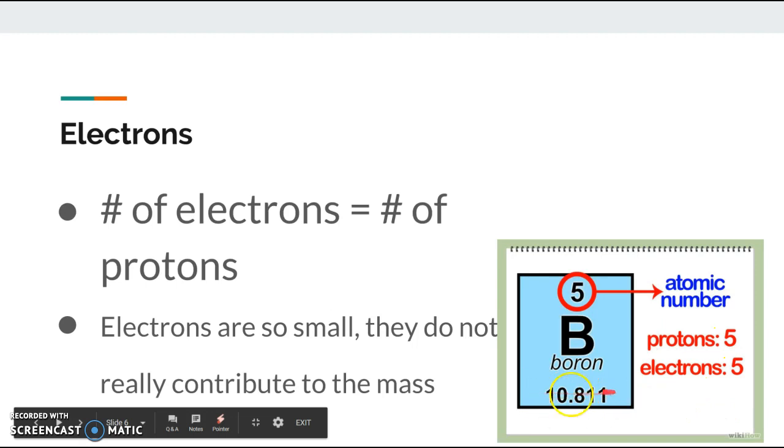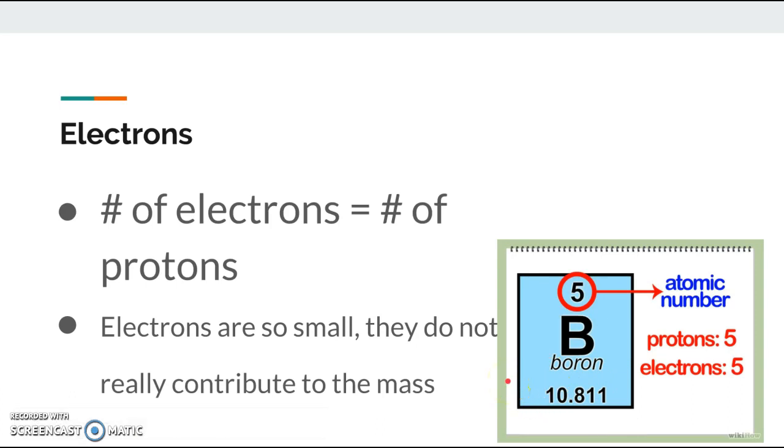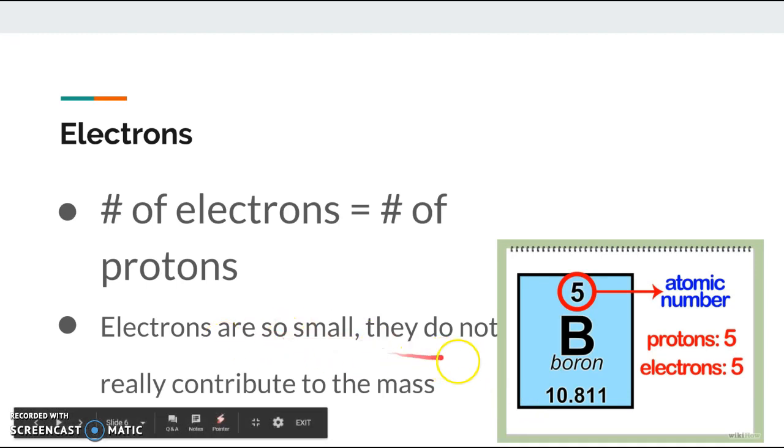And you can use this number right here, subtract it, 10.8 minus 5, roughly 5. This number that is given here is actually an average of all of the boron atoms in nature, and so it ends up being a decimal, but I won't give you decimals like that. Like I said before, the electrons are so small they don't contribute to the mass, so they don't affect it when we're looking for neutrons.